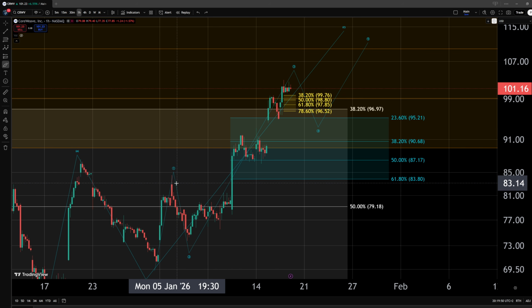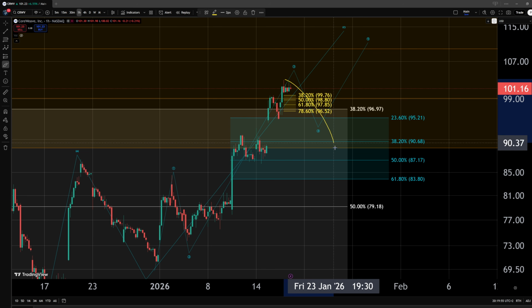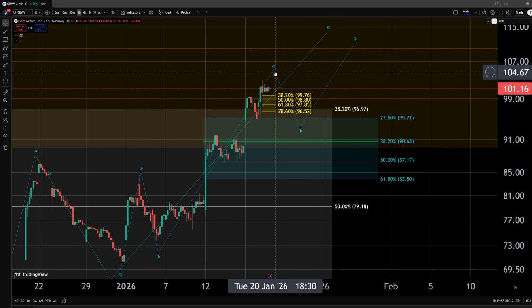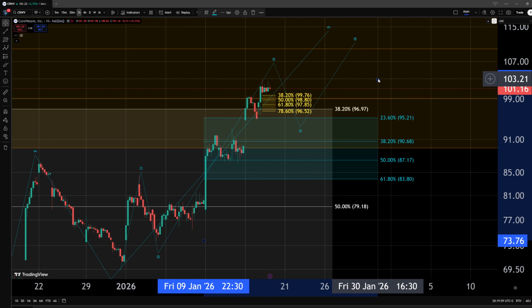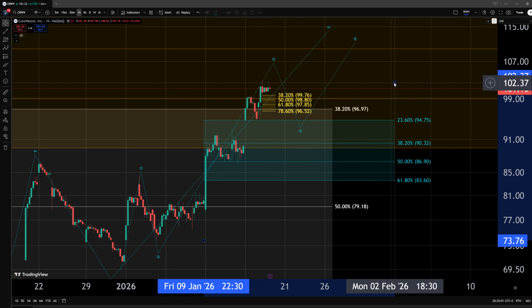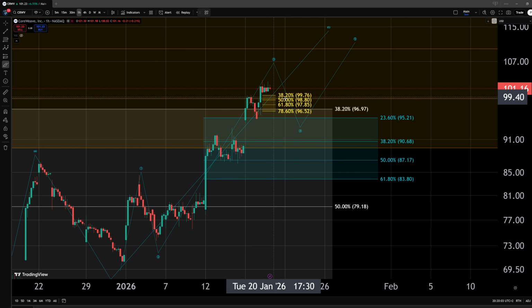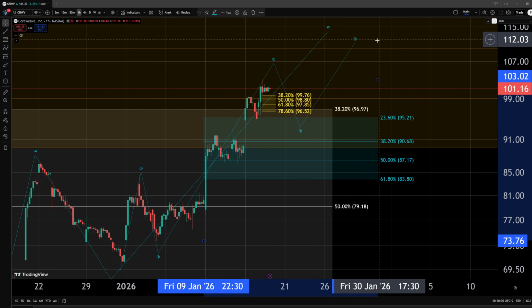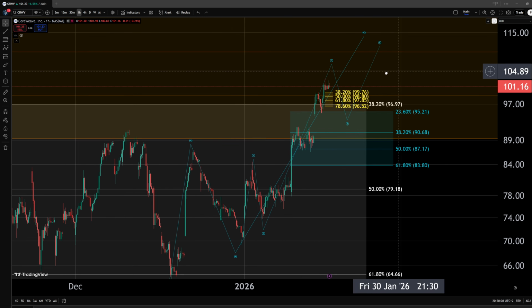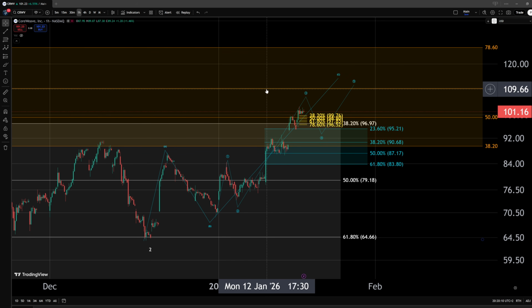I would expect similar proportions to what we had here within the wave 2. I would expect similar proportions within this correction in wave 4, and if we move higher within this wave 3, this area of support would need to come along. If we follow through within the yellow interpretation, which allows extensions higher, this area of support would need to follow.